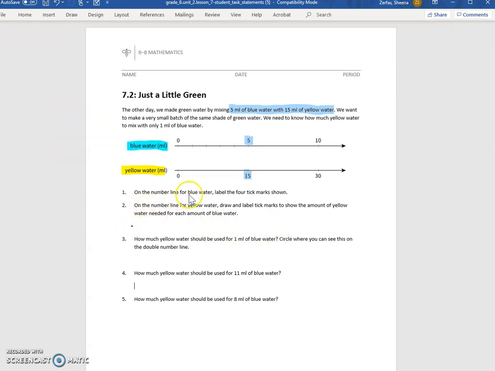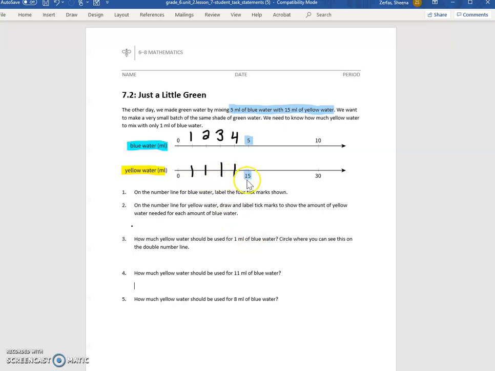Number 1 says, on the number line for blue, label the 4 tick marks shown. So I am going to fill in these spaces, and I am going to notice I have 5 spaces between the 0 and the 5. So 5 spaces just means I'm going to be counting by ones. So 1, 2, 3, 4, and so that 5 comes next. For a double number line, we want to have one number underneath each. So I need a number underneath the 1, the 2, the 3, and the 4.